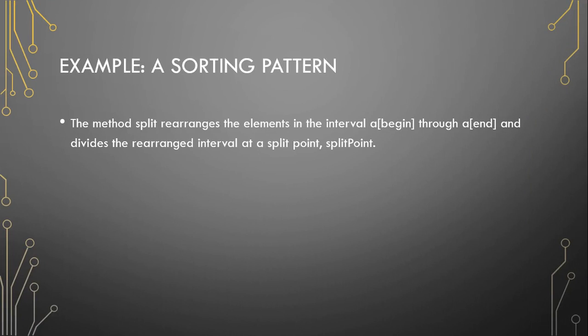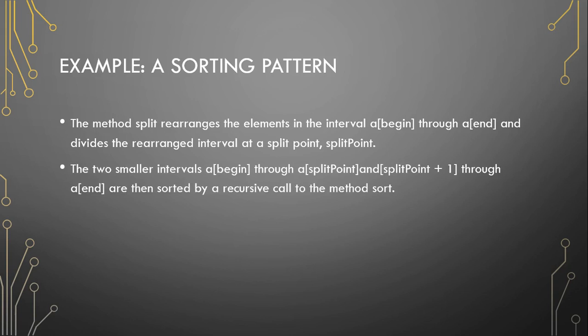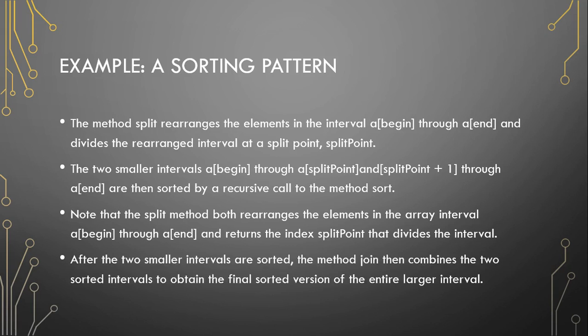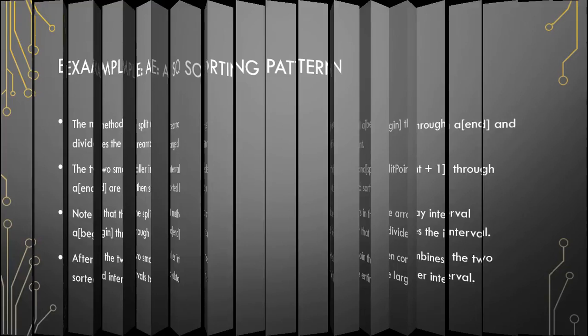So the method split rearranges the elements in the interval a[begin] through a[n] and divides the rearranged interval at a split point. The two smaller intervals a[begin] through a[splitPoint] and splitPoint plus 1 through a[n] are then sorted by a recursive call to the method sort. You'll note that the split method both rearranges the elements in the array interval a[begin] through a[n] and returns the index splitPoint that divides the interval. After the two small intervals are sorted, the method join then combines the two sorted intervals to obtain the final sorted version of the entire larger interval.